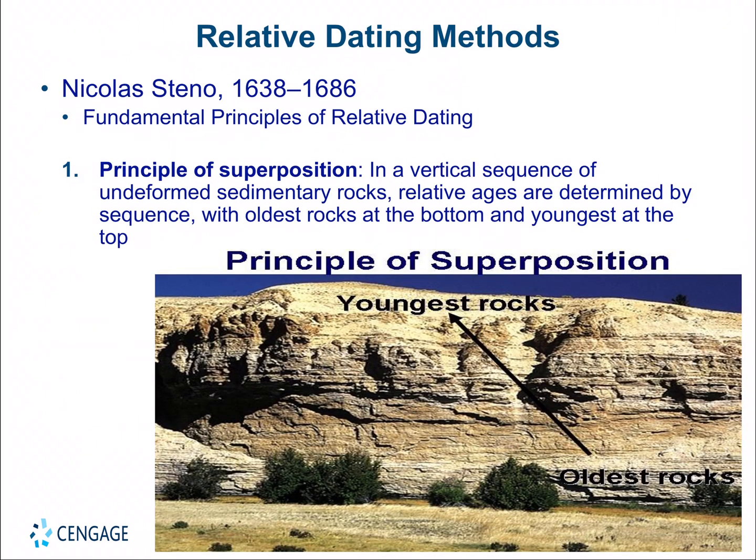So let's look at our relative dating techniques. Nicholas Steno came up with the fundamental principles of relative dating. His first principle, known as the principle of superposition, states that in a vertical sequence of undeformed sedimentary rock, the relative ages are determined by the sequence. The oldest rock is going to be at the bottom. The youngest rock is going to be at the top. So down here would be our oldest rock. Up on the top would be our youngest rock.